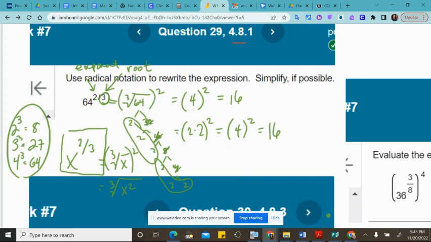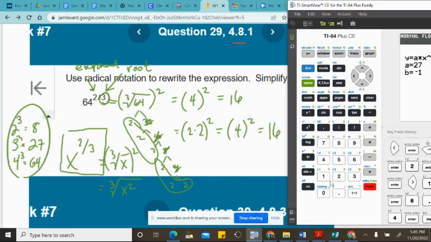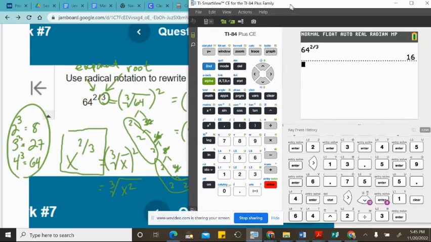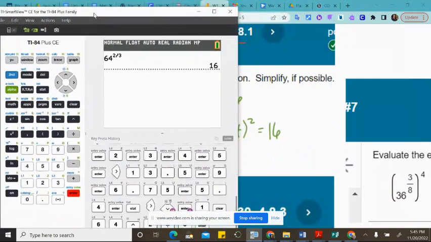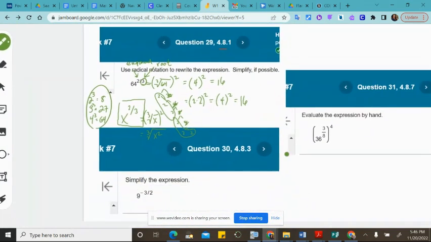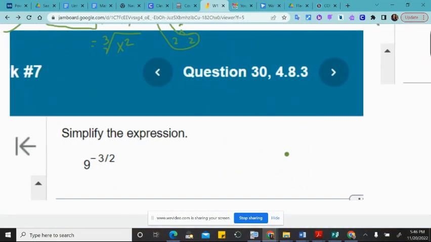Okay, but since it is a number, you can always pop it in the calculator and see how it goes. So we type in 64 to the power of 2/3. 2 divided by 3, hit enter. It tells us 16. Wasn't that cute? So you can always check your answer with that as long as there's no X in it. If there's an X in it, you can't use the calculator. It won't do it for you.